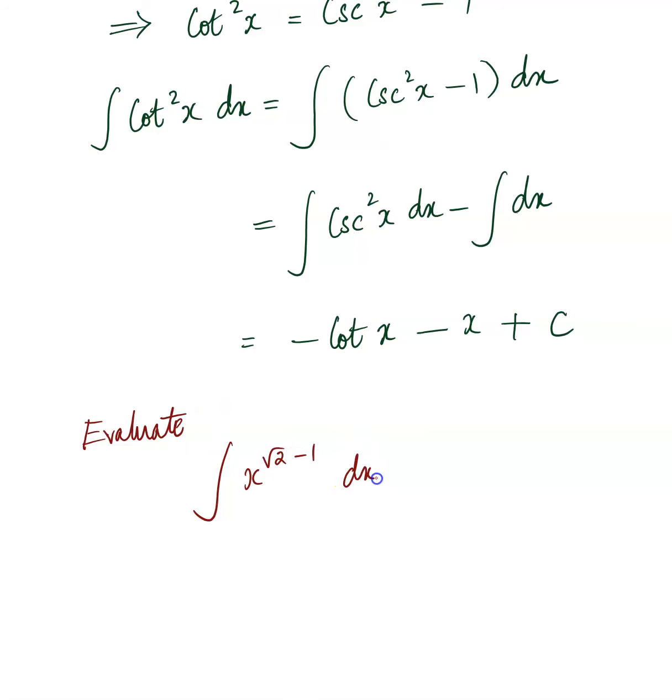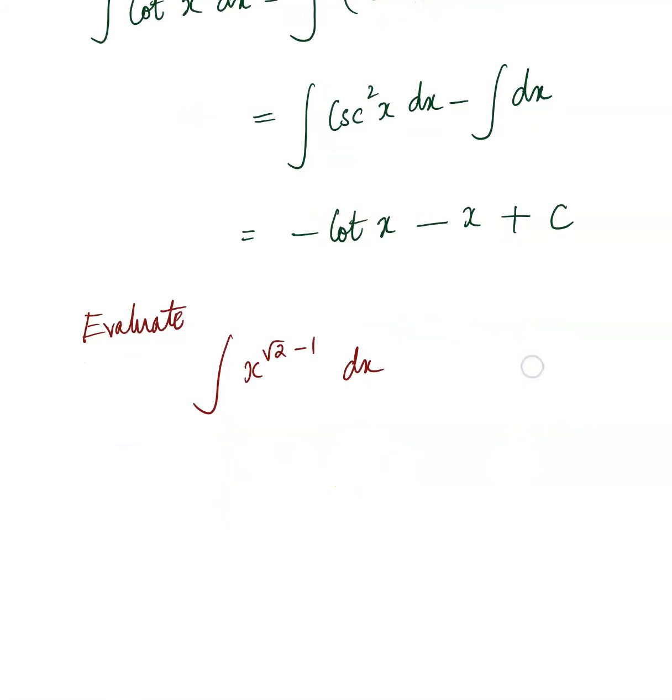Root 2 minus 1 dx. Again, don't be stumped because you have the root 2 and all that. You just have to see if it's a constant. Root 2 minus 1 is a constant, right? Root 2 is 1.414. That minus 1 will give you 0.414. So it is a regular number. So don't be worried about that.